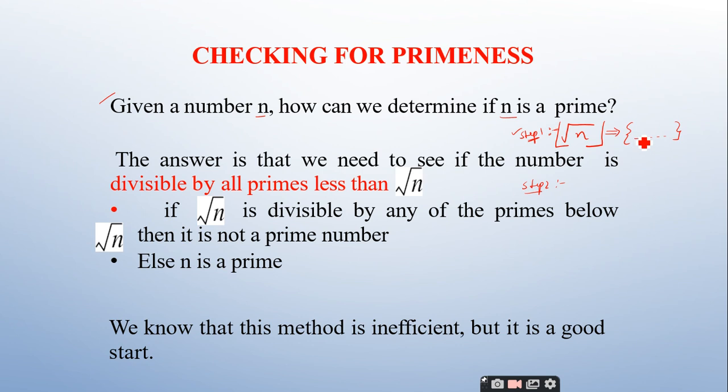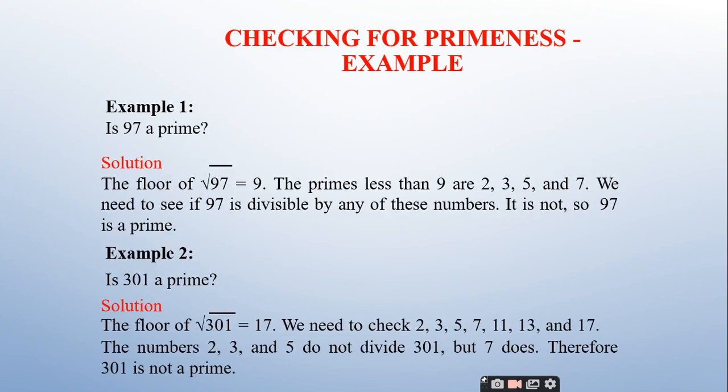Step 2 says that you have to divide n with all the primes from this set. If any of the numbers is exactly dividing n, then this n is not prime. And if none of the numbers in this set divides n, then we say that n is a prime. Very simple test, right? As I told you, this is the most inefficient one, but it is a very good start. It gives us some good idea on how to check the primeness. Clear? Let us see with the examples.